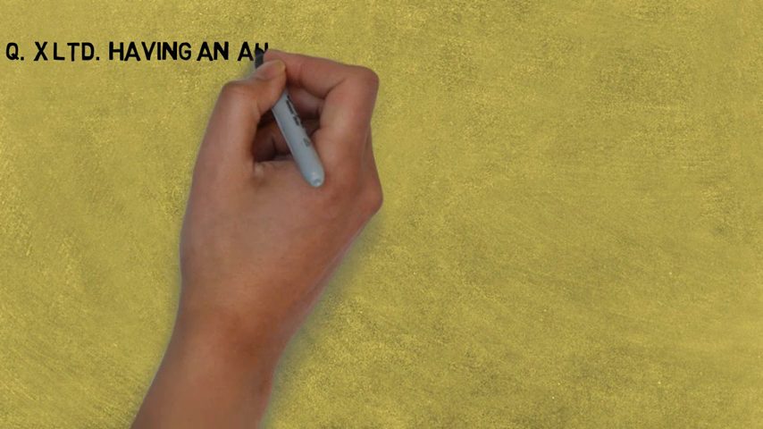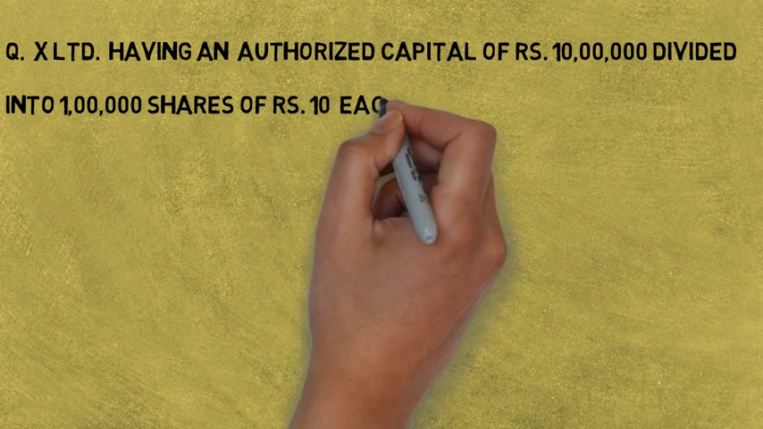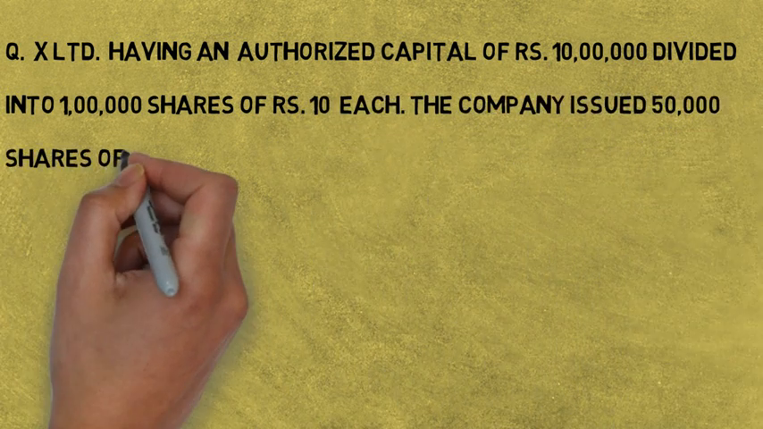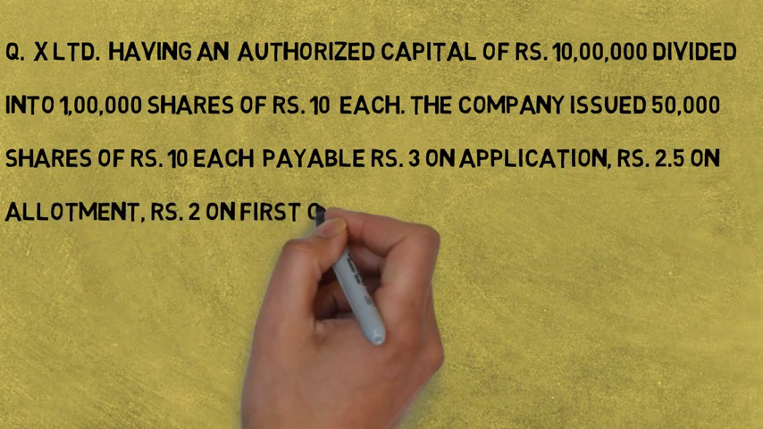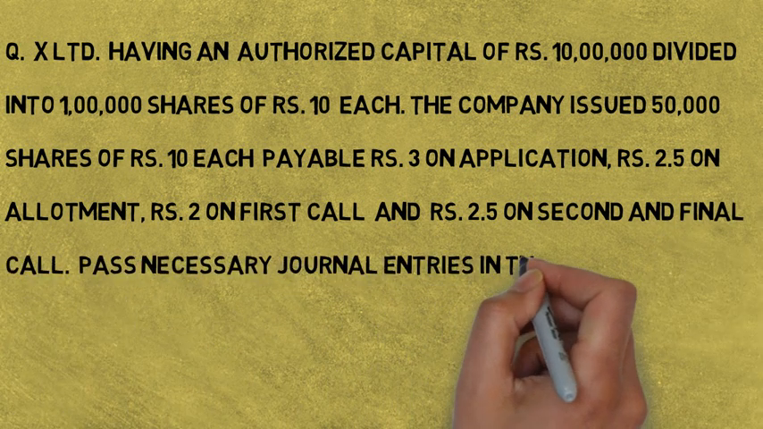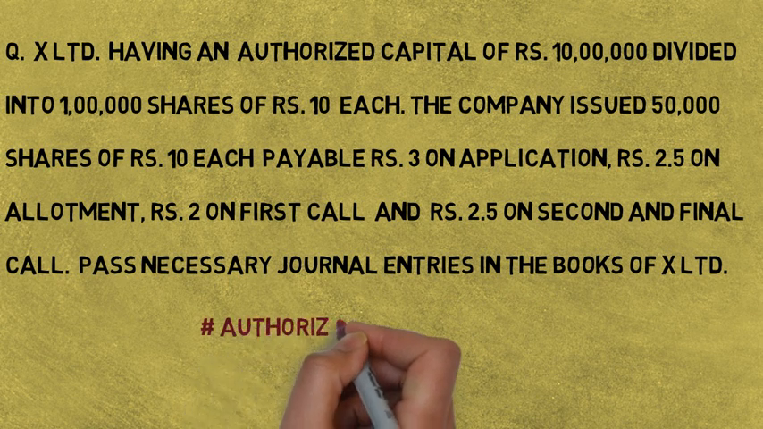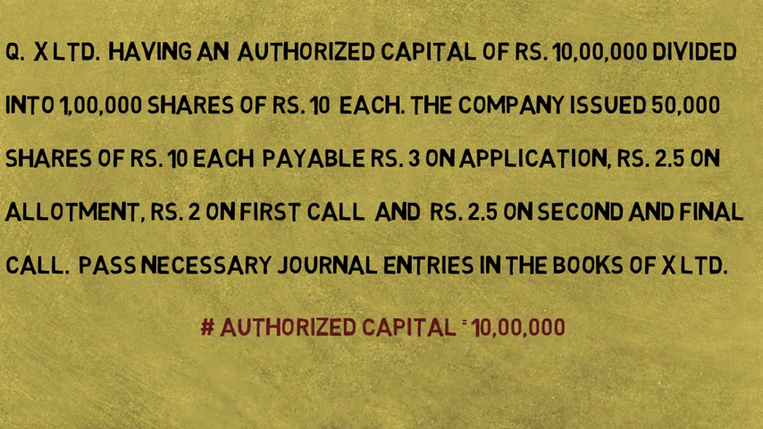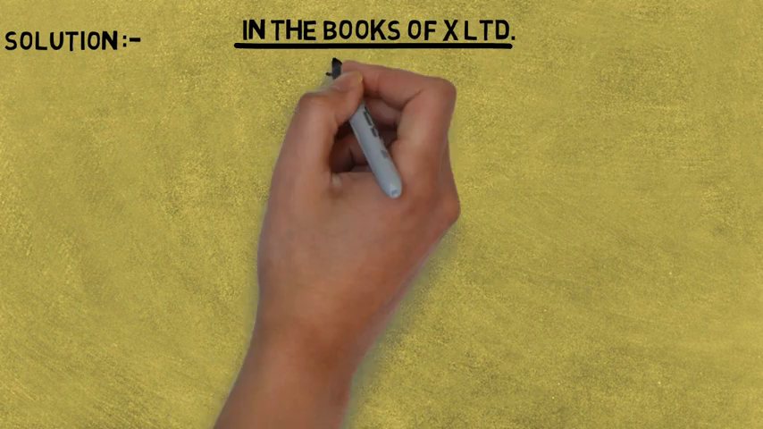Let's see this example. X Limited is having an authorized capital of rupees 10 lakhs divided into 1 lakh shares of rupees 10 each. The company issued 50,000 shares of rupees 10 each, payable 3 rupees on application, 2.5 on allotment, 2 on first call, and 2.5 on second and final call. We have to pass the journal entries in the books of X Limited. Here the company's authorized capital is rupees 10 lakhs and the issued and subscribed capital is rupees 5 lakhs. Let's move towards the solution.